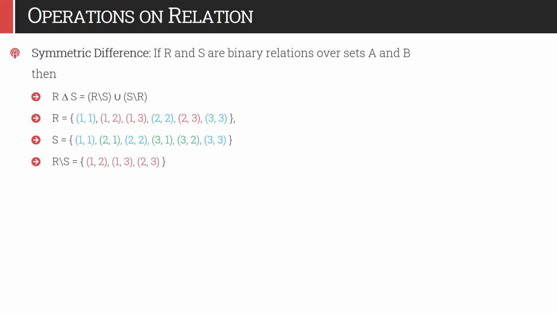To compute the symmetric difference, first we'll take the difference between R and S, then between S and R, and then we have to take the union of that. Right? So all the common elements we have to reject. Remaining all the elements from R and S will be in the symmetric difference. So ultimately it will be R union S minus R intersection S. That is the other way of defining this relationship.